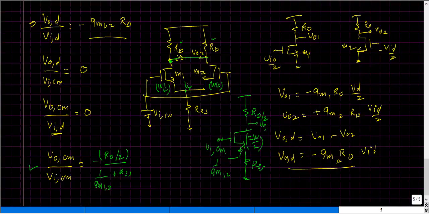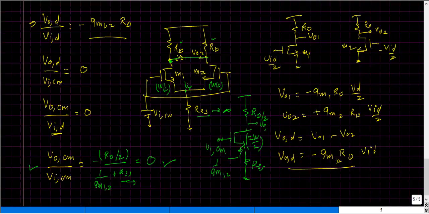Now what happens when this value RSS goes to infinity? So clearly when this value goes to infinity, this VOCM divided by VICM will obviously go to 0. So under ideal condition, there won't be any common mode gain, and that could be proved with this simple expression.